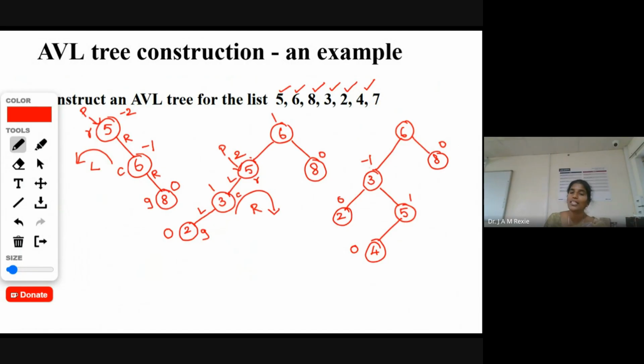So 3, and on the right side I have only 1 level. So 3 minus 1, the balance factor is 2. So its balance factor is becoming 2. This is the pivot node. Now with respect to this 6, we have to make the rotation.